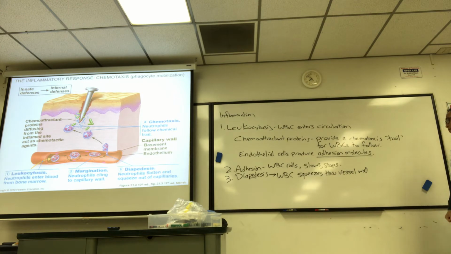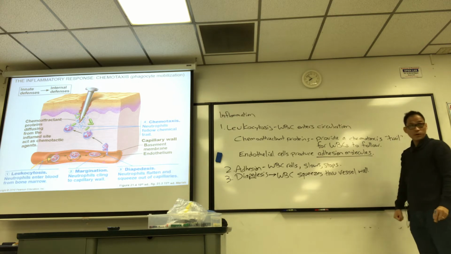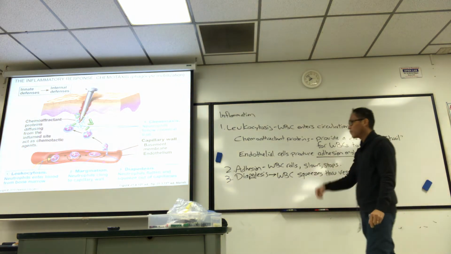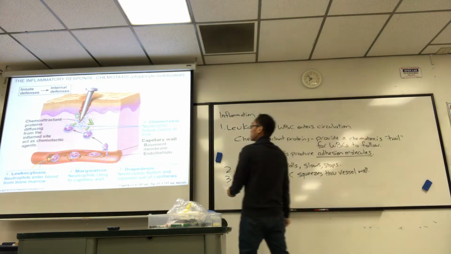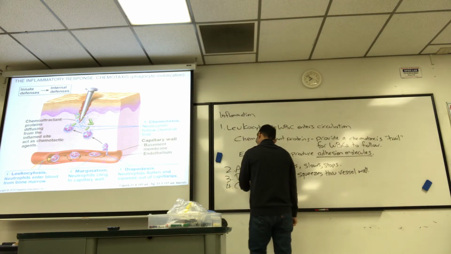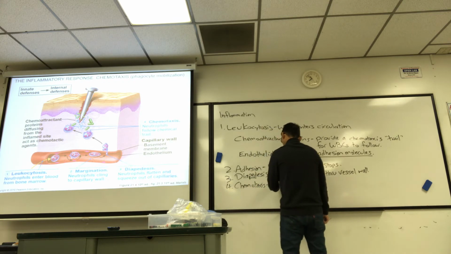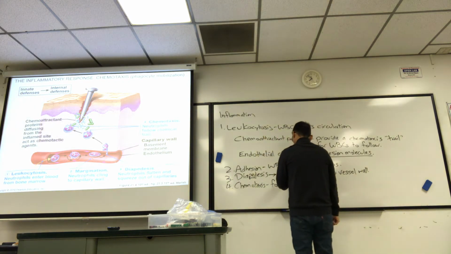Now, the reason why they're doing that is they're attracted to the chemoattractant proteins. Okay. It's kind of like they can sniff it through the vessel wall, and they just squeeze through and follow the trail. And then step 4 they call chemotaxis. And how they word it is good. I'll just write what they say. Follow the chemical trail.